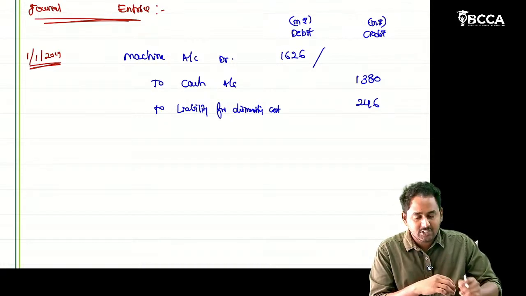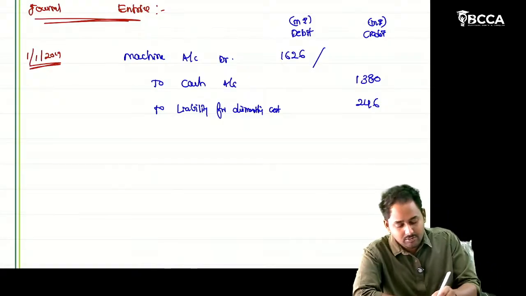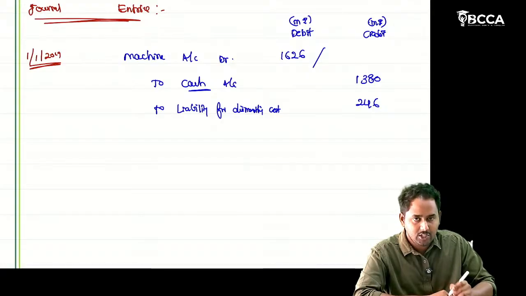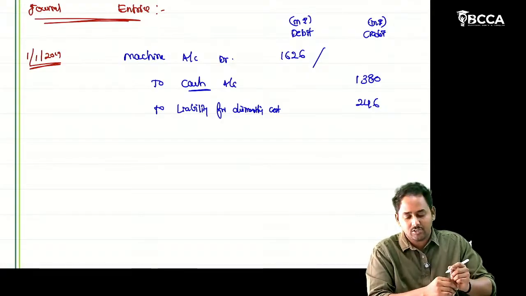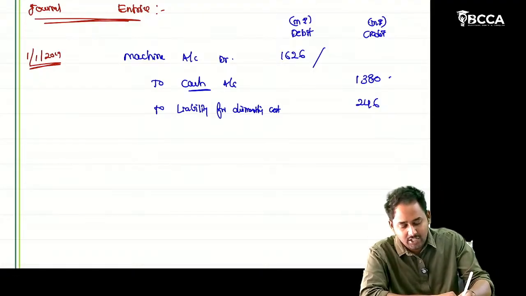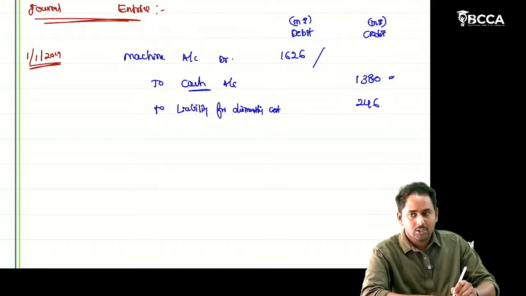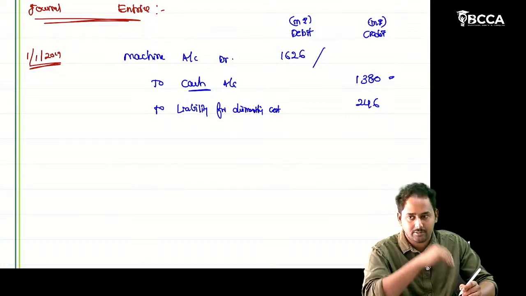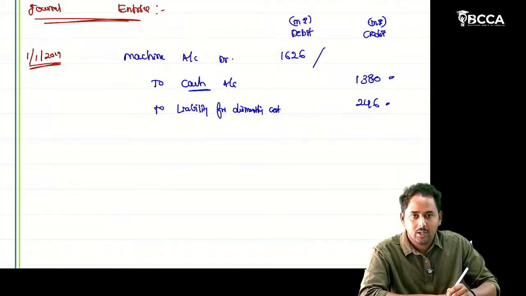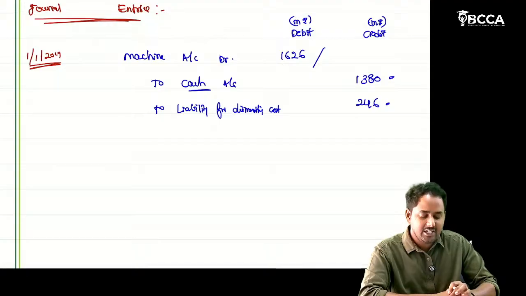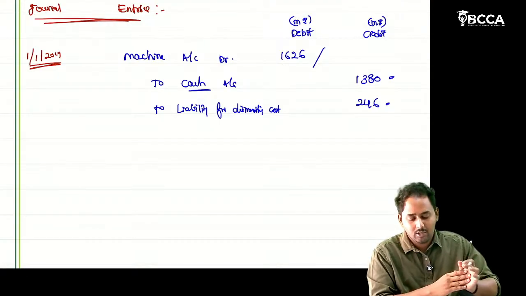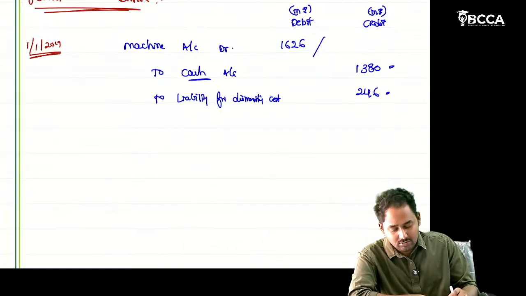Because of that, we haven't incurred cash flows today, but we are going to incur cash flows in future. The present value of the future cash flows is also added to the cost of the asset. Today's cash flow is 1380. With respect to the future dismantling cost, if I wanted to incur it today, I should pay 246 lakhs. But I haven't paid 246 lakhs today, so I recognized it as an outstanding liability for dismantling cost.